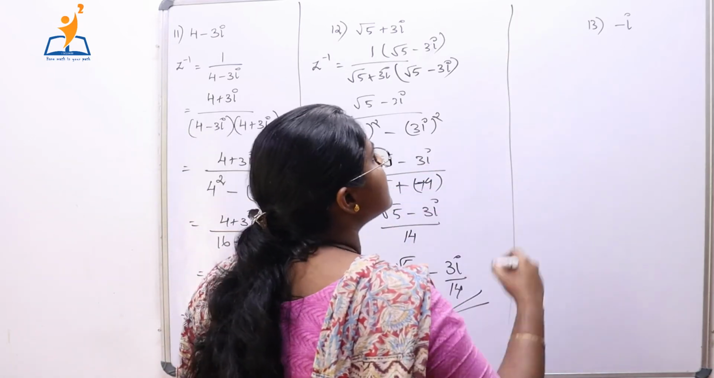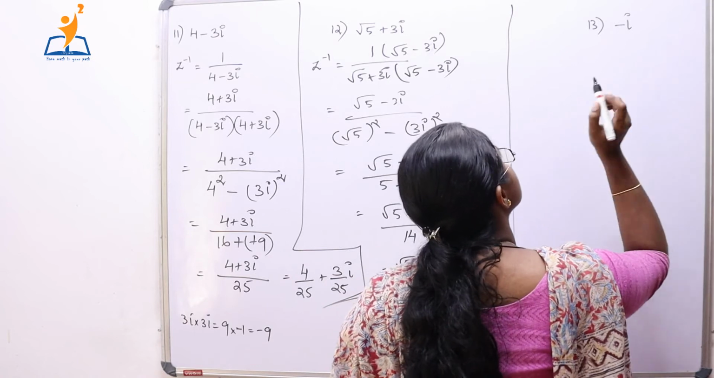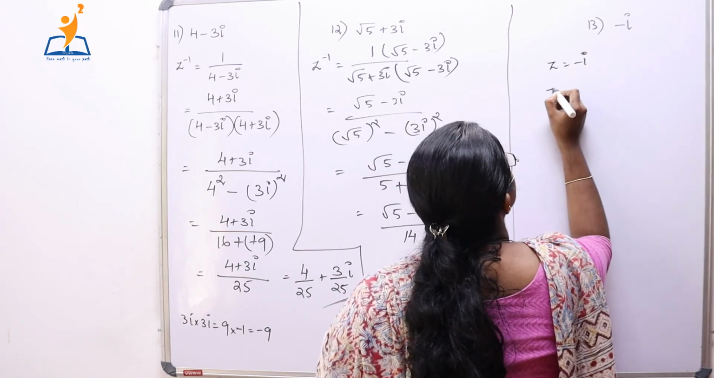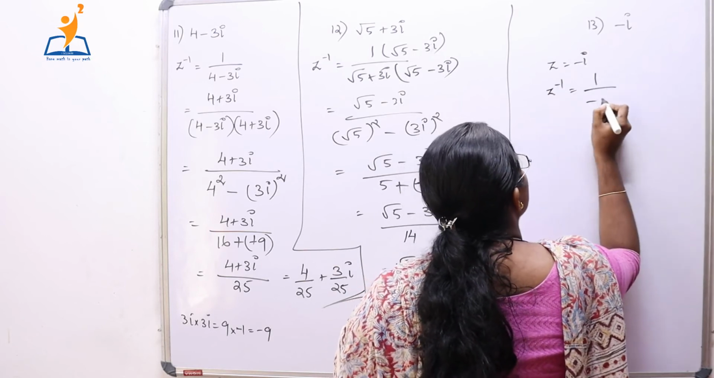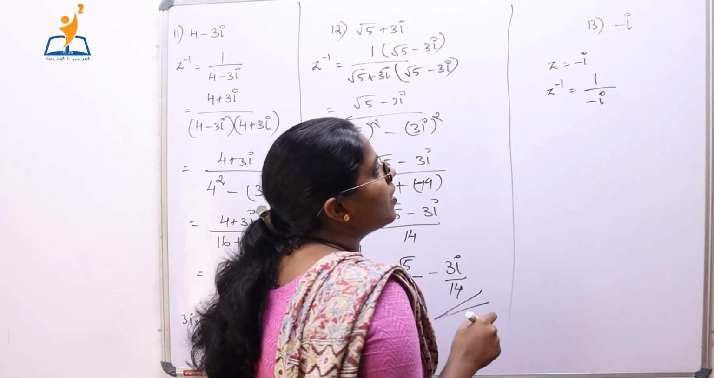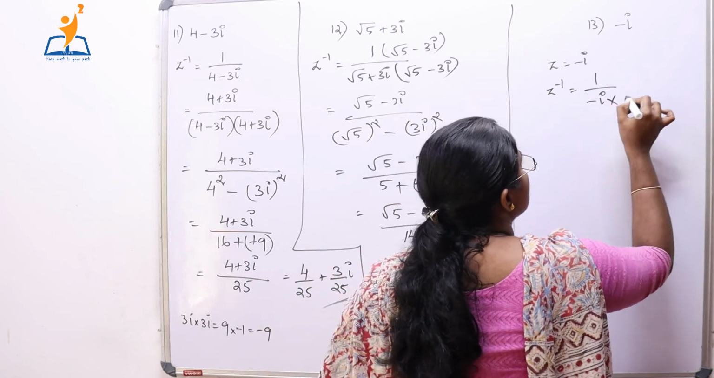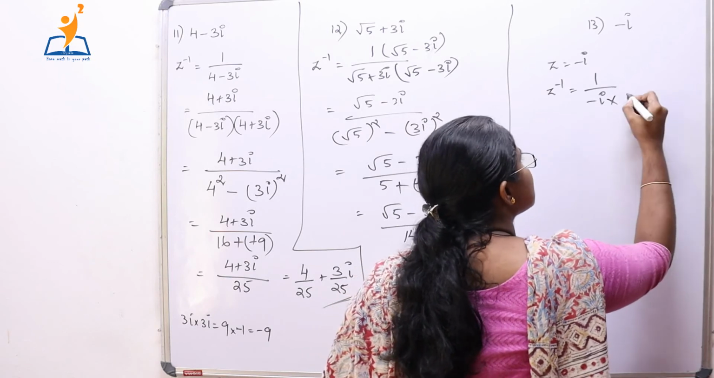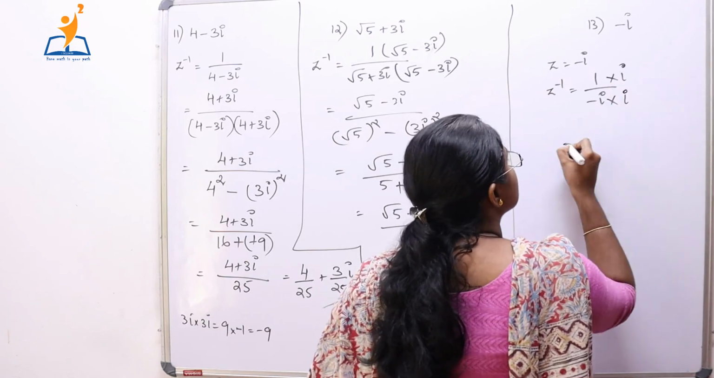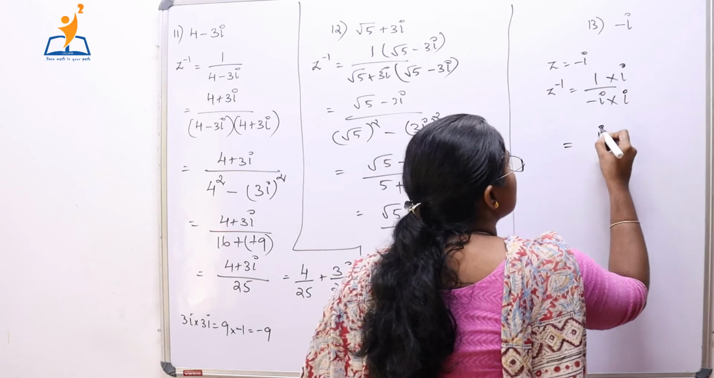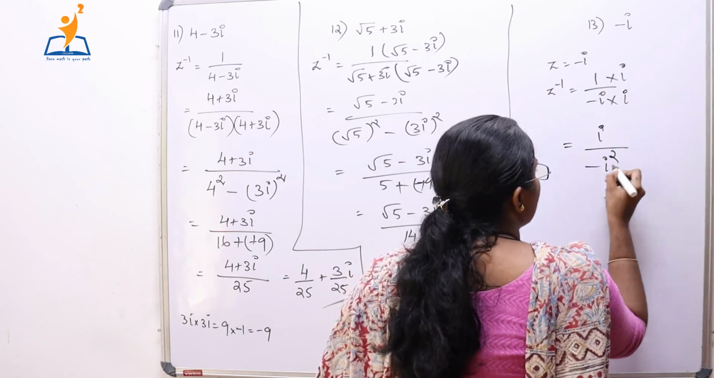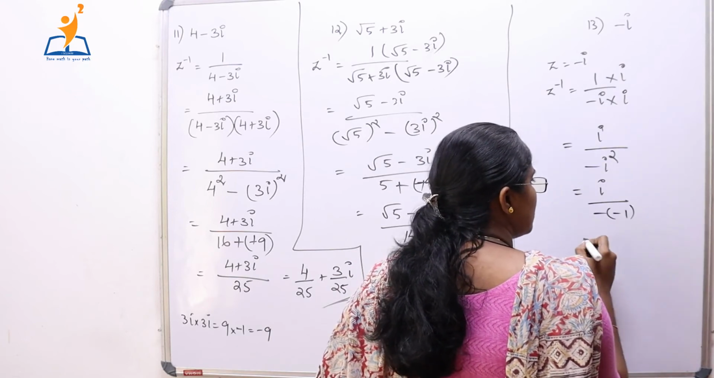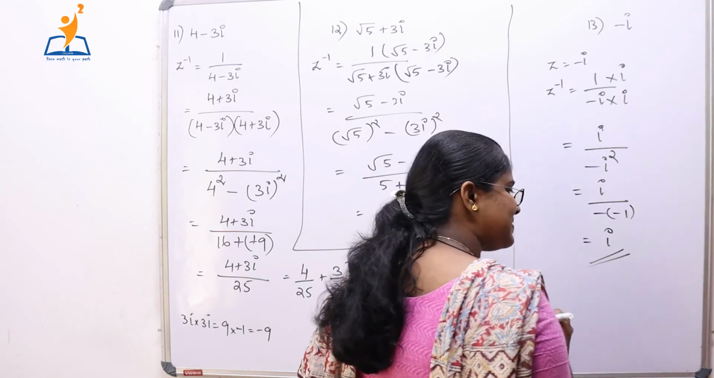Now the 13th question is find the multiplicative inverse of minus i. So z is equal to minus i. So z inverse is 1 by minus i. To find the complex number of a plus ib form, we want to multiply with the conjugate in numerator and denominator. The conjugate of minus i is i. So we will multiply it with i. So it will become i by minus i square. Minus i square is minus 1. So it will become i by 1, that is i.